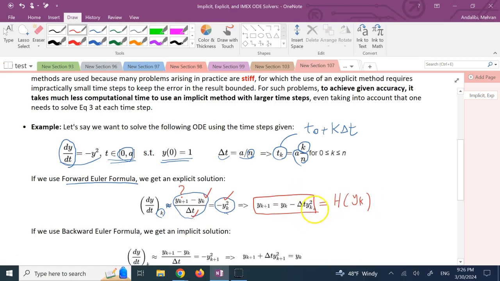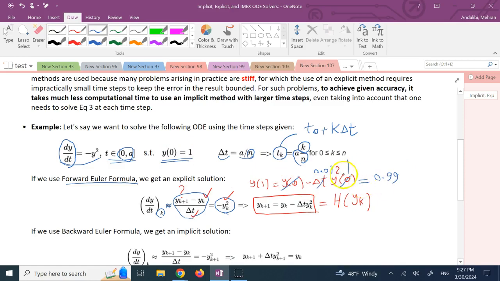And there is no t in this case. Delta t is just a constant. So all I need is to start from y of 0. If I plug in k of 0, then you see that y of 1 equals y of 0 minus delta t times y of 0 squared. Let's say delta t is 0.01. If you plug in y of 0, which is 1, you get 1 minus 0.01, so you get 0.99.